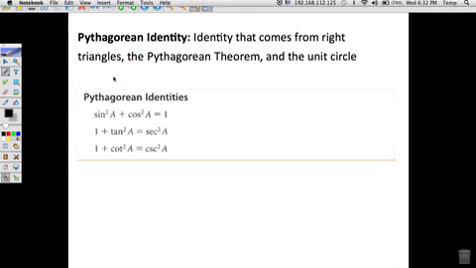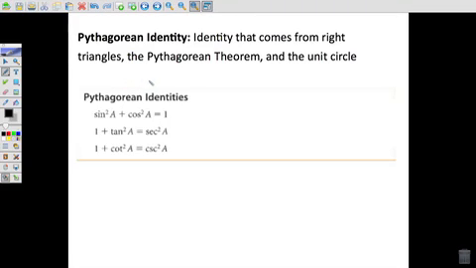So then we've got Pythagorean identities, and those are identities that come from right triangles, the Pythagorean theorem, and the unit circle. So on our unit circle, we had a radius of 1, and we could draw kind of our triangles. And we said that our x and our y, and in our packet, from our unit circle investigation, we recognize that x squared plus y squared should equal our radius squared, which was 1.